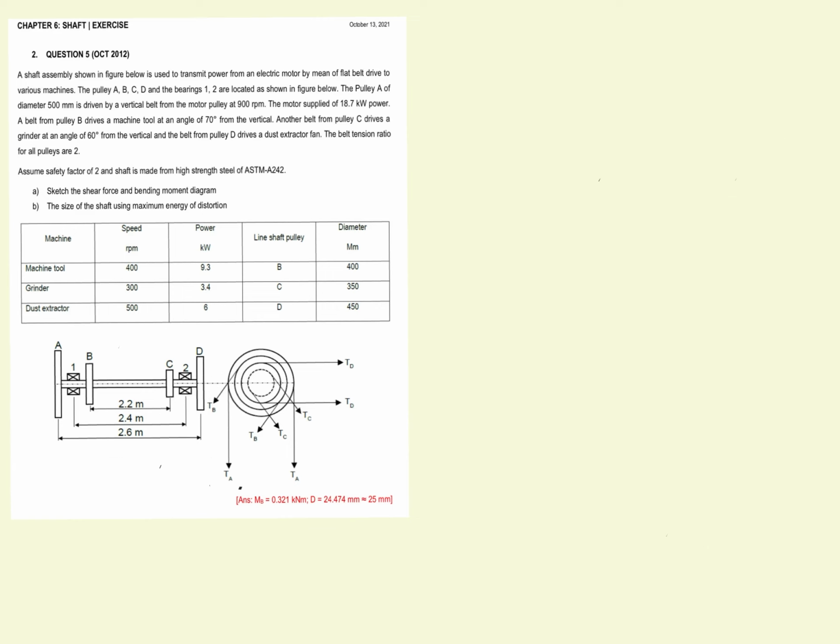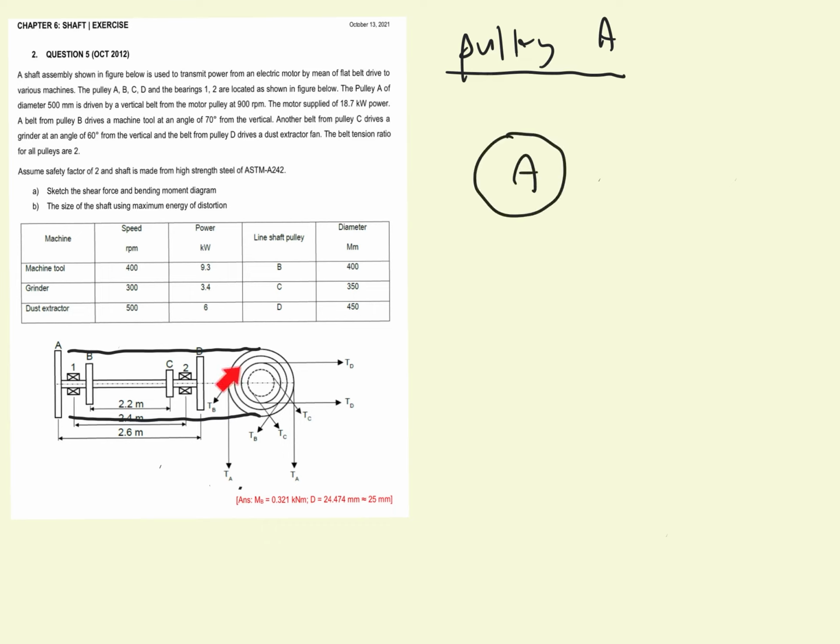So now we will try to find the total force of pulley A. As you can see from here, this is pulley A, and if we draw a straight line here to represent the pulley, this is pulley A, and the direction of the belt for pulley A is acting vertically downwards.